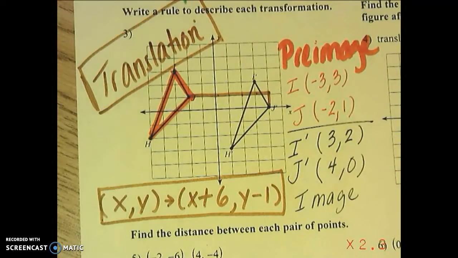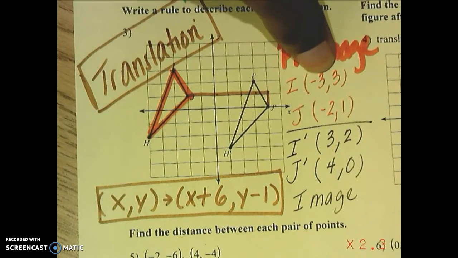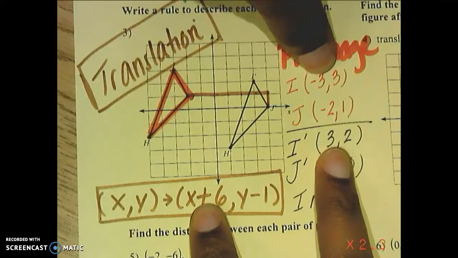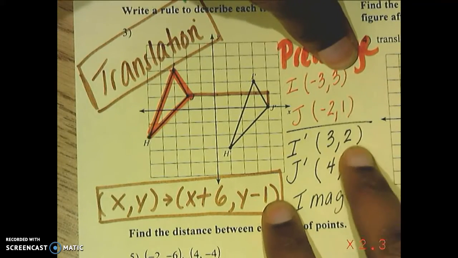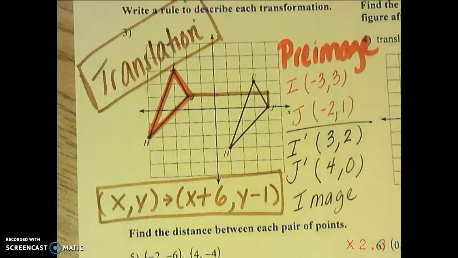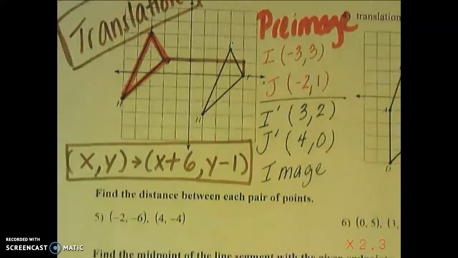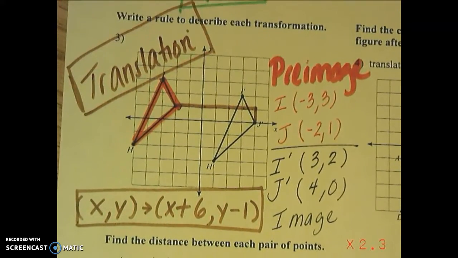Now, if you want to double check and see if I moved the same distance in the same direction, then you go right ahead. But I can look at I and know that -3 plus 6 would give me 3. And 3 minus 1 would give me 2. So that lets me know I did it right. This is now your time to pause the video to make sure that you have number 3 written down correctly.